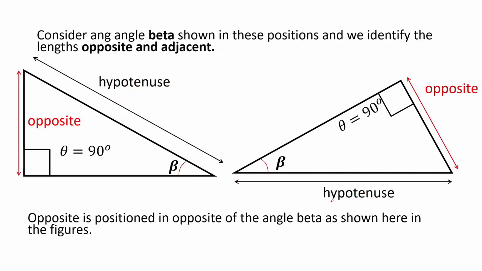Consider an arbitrary angle beta shown in these positions, and we identify the lengths called opposite and adjacent. The figures shown here are the opposite lengths, which are simply the length that the angle beta is facing. In the left figure, beta is facing the vertical length of the right triangle. In the figure on the right, it is the line that is opposite.